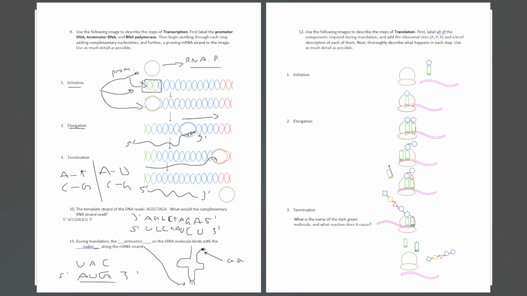Good. So, use the following images to describe the steps of translation. Okay, so it's asking us to name the ribosomal sites, add a brief description of them, what happens at each step, and what each component is, right? So this is our tRNA, right? The tRNA has a little bead, and it has the anticodon, the three-letter anti-sequence to the codon. We have the mRNA, and we have the ribosome.